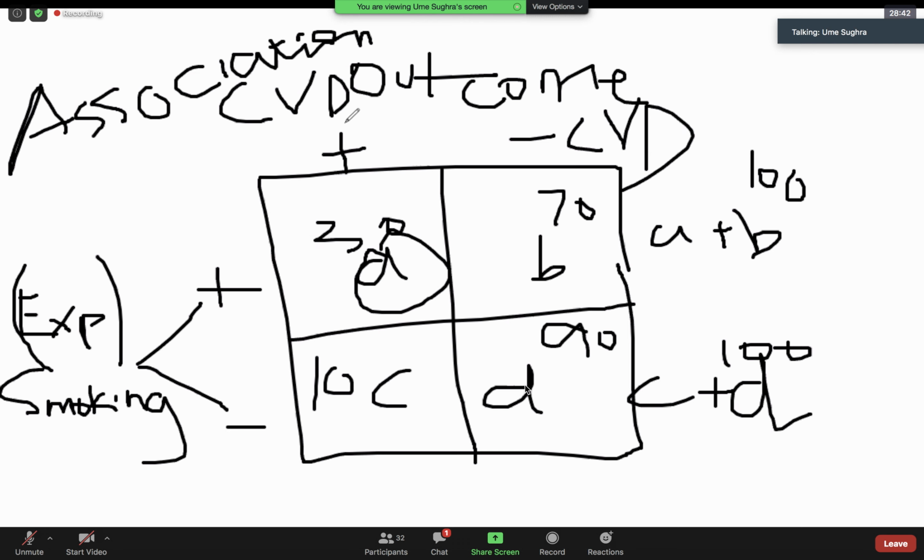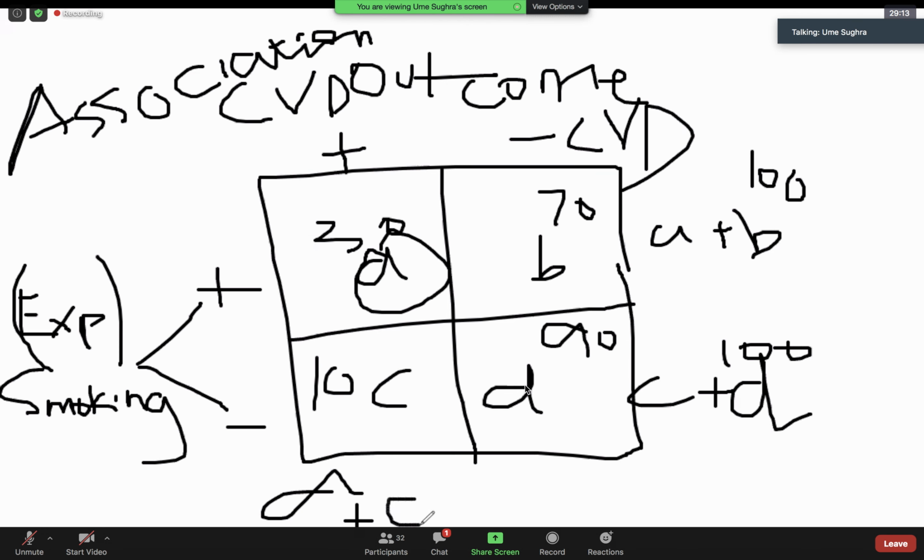Because we know that smoking is not the only cause of cardiovascular disease. There are multiple other causes which are responsible for causing that disease. So although they were non-smokers, they still developed cardiovascular disease. And D are all those who were non-exposed and neither did they develop the disease. Right?